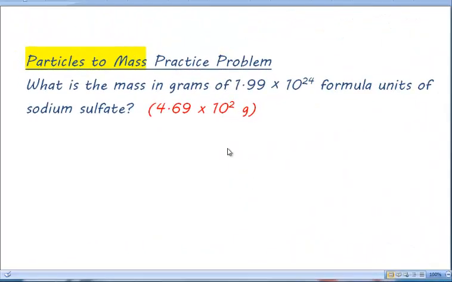Here's our particles to mass practice problem. What is the mass in grams of 1.99 times 10 to the 24 formula units of sodium sulfate? Good luck.